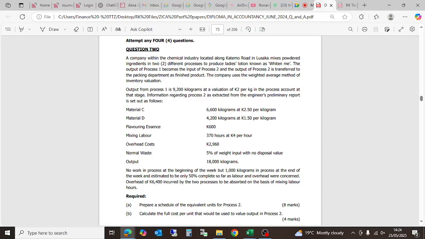Okay, no work in process at the beginning. I think Zika made a mistake here. They said no work in process. No work in progress at the beginning of the week, but 1,000 kilograms in process at the end of the week, and estimated to be only 50% complete so far as labor and overhead were compensated. Okay, so the 50% is only affecting the labor and the overhead. But for these other ones, they're getting everything in full. It's just that for labor and overheads, it will just be 50%.